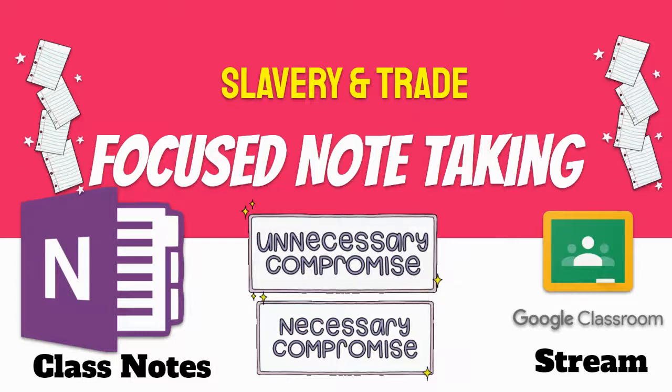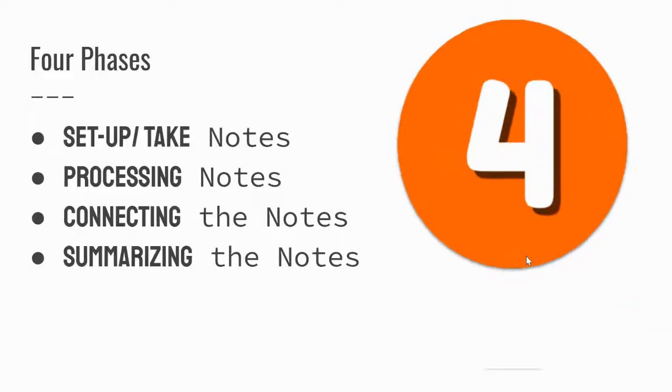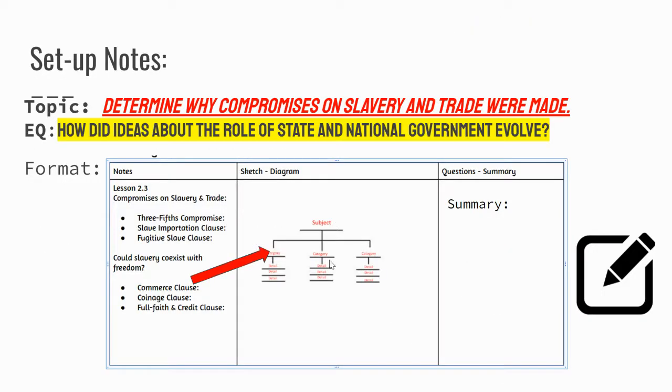Here are the notes for slavery and trade. This is Chapter 7, Lesson 2.3, and this also concludes Chapter 7 for us. So if you didn't get all the notes in class today, let me give you some of those today, all right, in this video. Now, we've already set this up.